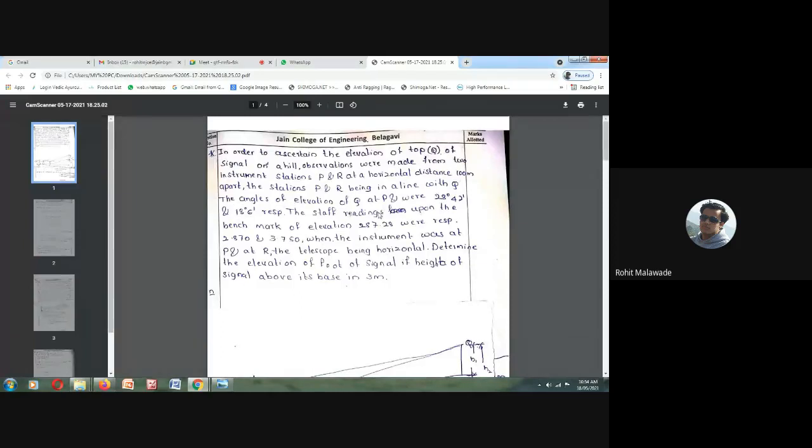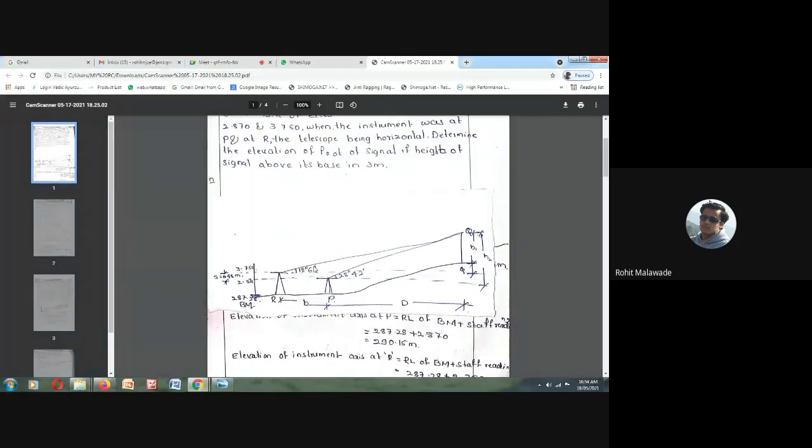The angle of elevation of Q at P, the angle of elevation at Q and P, where it is 28 degrees, and at P it is 18.6. So here.